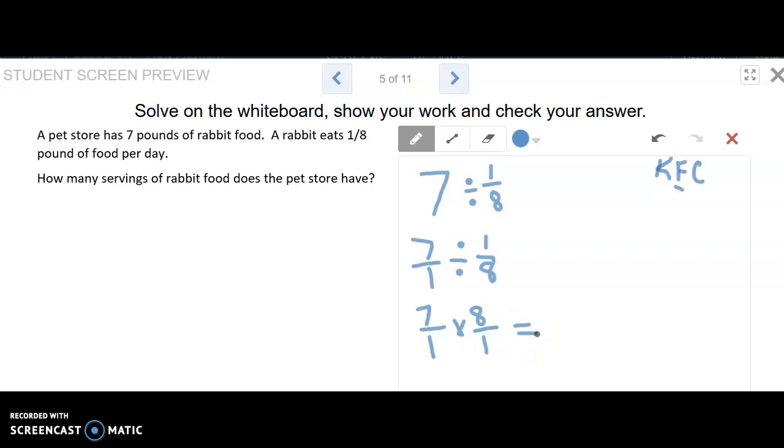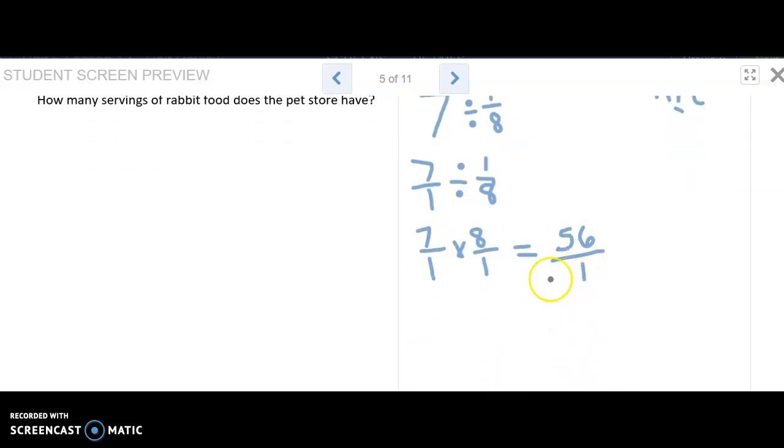Next, I need to multiply my numerators. 7 times 8 is 56. And multiply my denominators. 1 times 1 is 1. And we know that any number over 1 is itself. So 56 over 1 is going to equal 56. So it has 56 servings of the rabbit food.